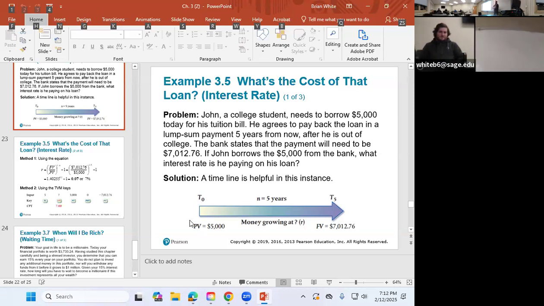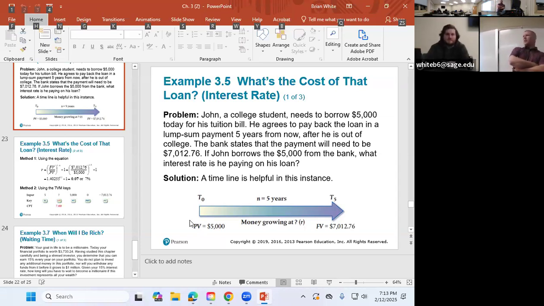All right, let's get started. First things first, you probably got some error messages. What do we do? Change the sign. Change the sign, that's it. So $7,012.76 is the future value. It's a loan. Payment doesn't matter in this one. We have 5 years, which is the N, and we have $5,000, which is the present value. What are we solving for?